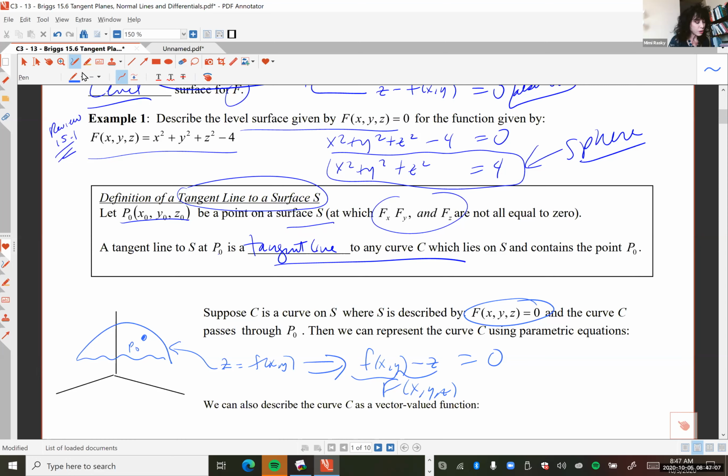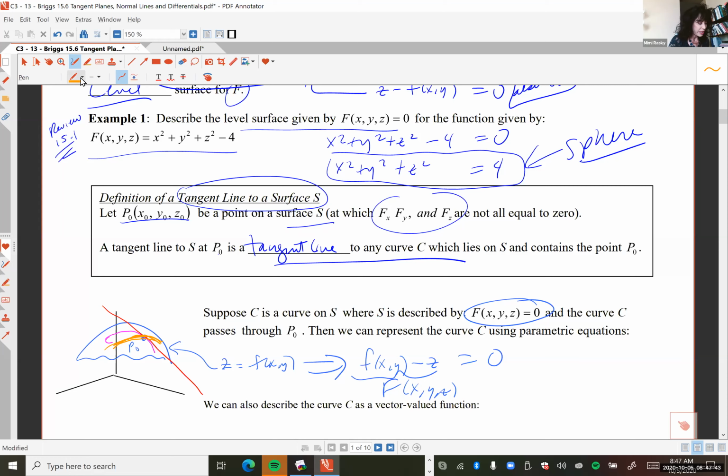Now, I'll draw a curve on the surface, as long as the curve passes through this point. There's a curve right there. I'll call it C. It lives on the surface and it passes through that point. Now, let me draw a tangent line that's tangent to the curve. There's a tangent line. And I can draw any curve. I'm going to draw a different curve now, as long as it passes through that fixed point, we're good.